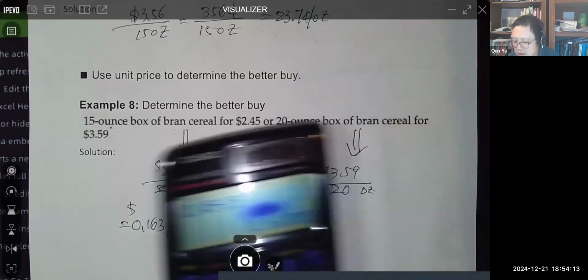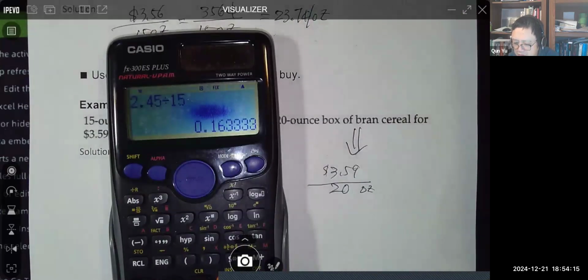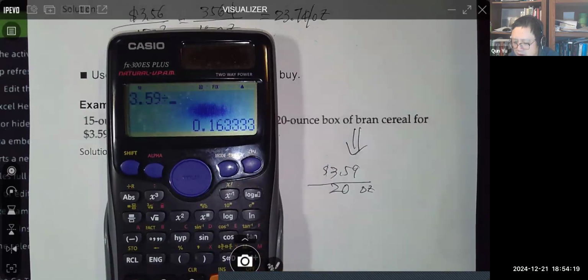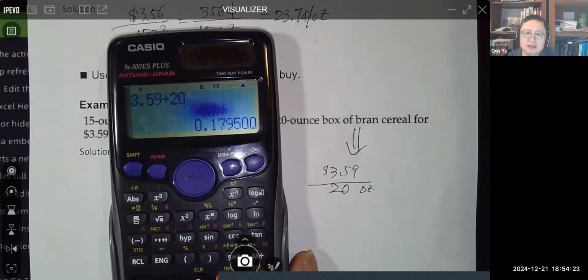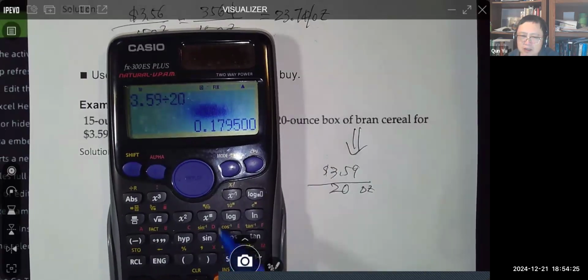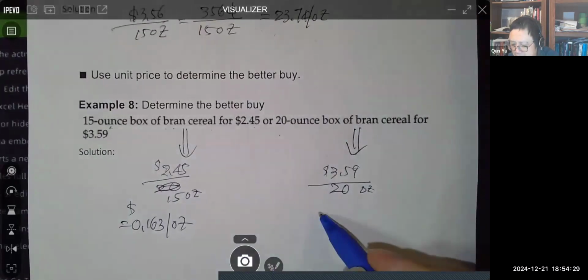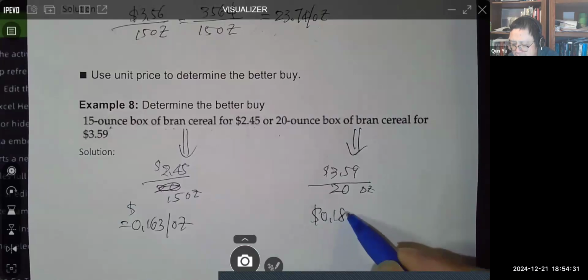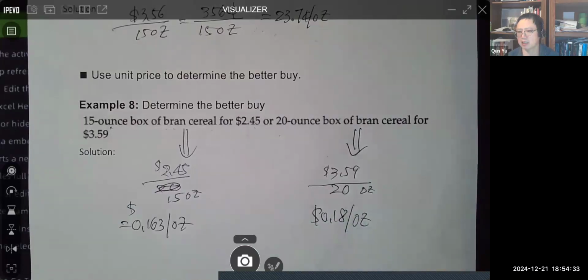Now look at the other one. $3.59 divided by 20. 0.179. This is a 9, so we round it up. Now it becomes 0.18. So this one is 0.18 per ounce. So which one has a higher price? Even in dollars, you can see 0.18 is bigger than 0.163.